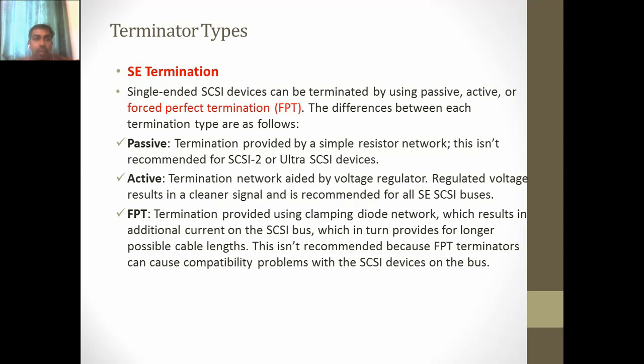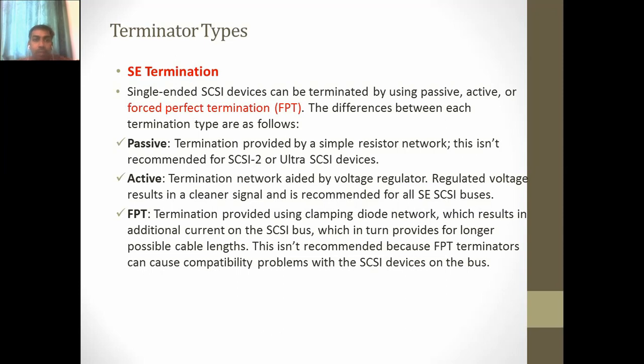And here there are terminator types. So single-ended termination is there. When you take this single-ended terminator, these SCSI devices can be terminated by using two common approaches. One is passive and the second one is active.